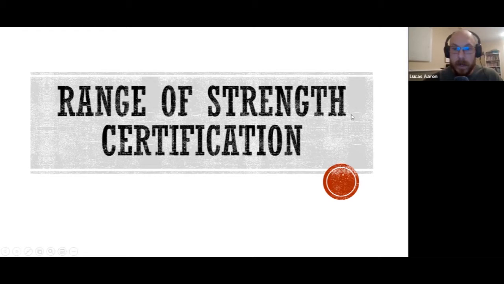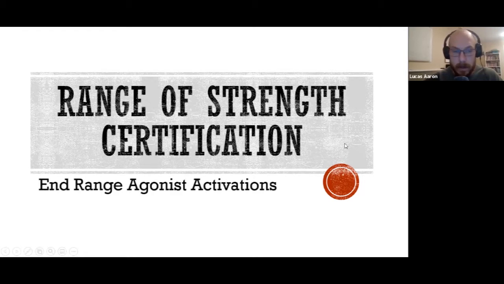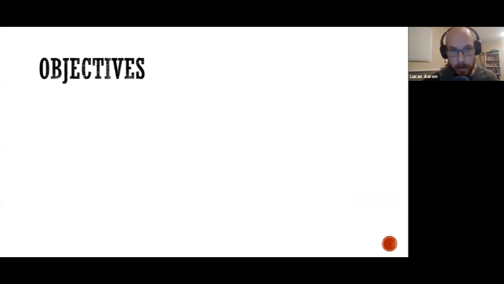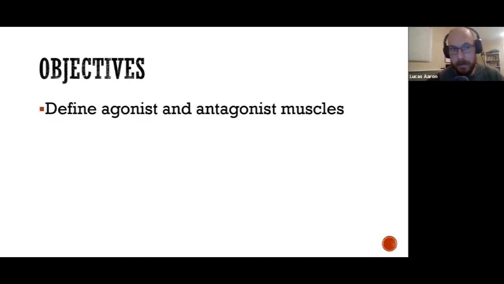So we're looking at Range of Strength certification lesson 2 this week. And in lesson 2, we are exploring the agonist activations, specifically the end range work in agonist activations, how we apply those and use them, and why they're an effective tool for us as coaches. So in today's lesson, our objectives will be to define and review agonist and antagonist muscles. It's kind of like, when you do get into coaching, it's like beating a dead horse when we review some of these basics, but always a good reminder.